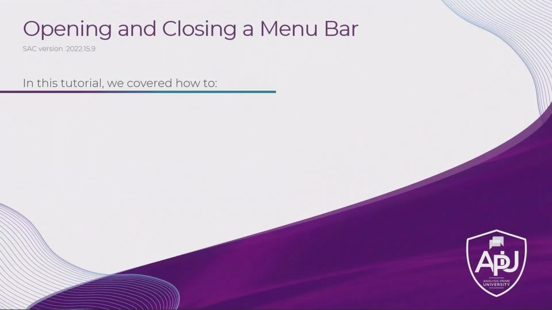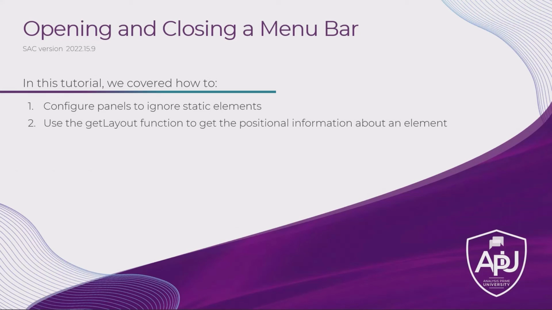To recap, you should now be able to configure panels to ignore static elements, use the getLayout function to get the positional information about your element, and use an onClick event to open and close the menu.